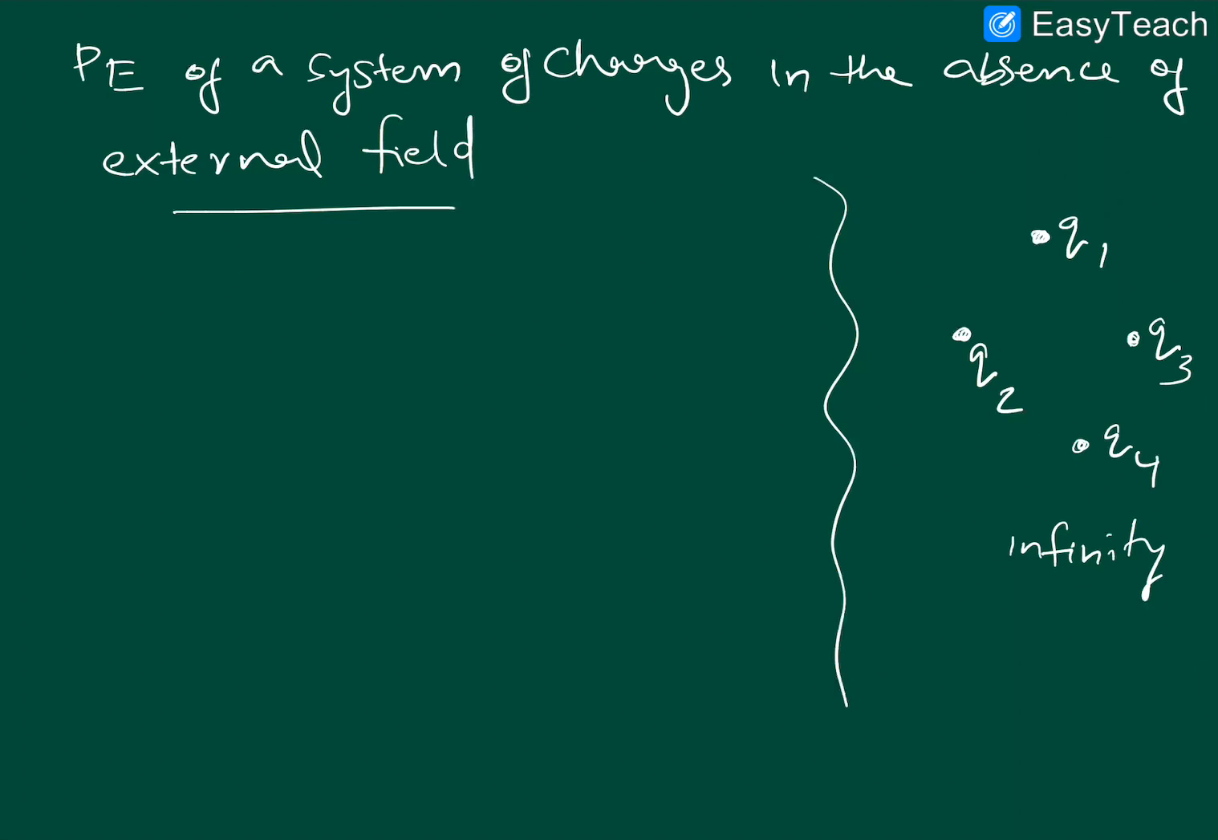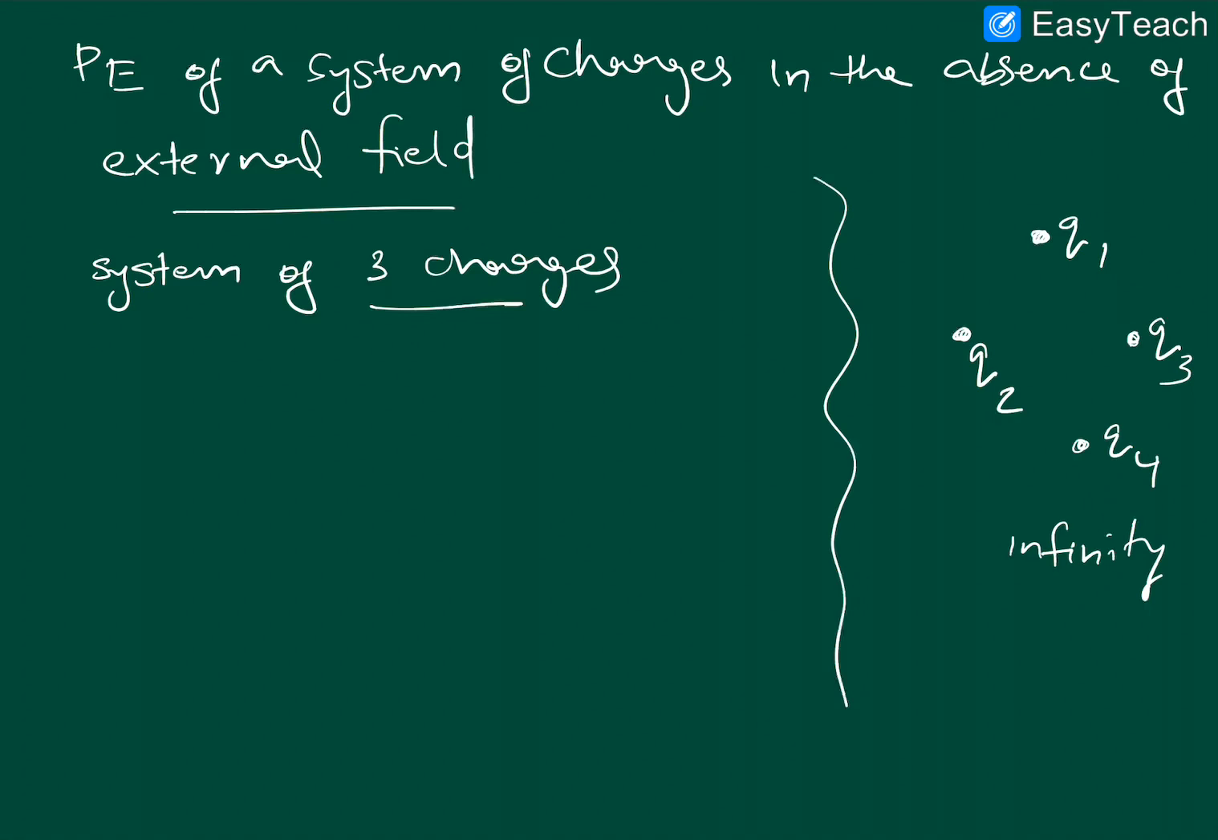So how to build a system? Let us consider you are building a triangular system. For that you need three charges. So let us consider the case of a system of three charges. You are having three charges and you are making a system. It is in the absence of an external field. So in this region there is no external field. That is the case we are discussing.